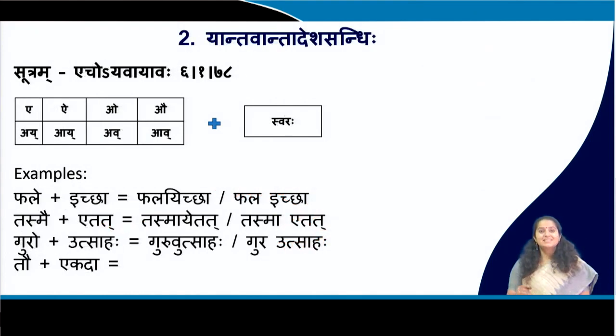The next sandhi is yantavanta desha sandhihi, and the sutram that is used for it is echo yava yavaha, the one that I had mentioned earlier on. But here we look at what it implies. So, what is it saying? It's saying H. What are the letters for A? A, I, O, Au. Those are the letters that imply H. And after a swara, it will get these following combinations, adeshas: I becomes I, O becomes Av, and Au becomes Av.